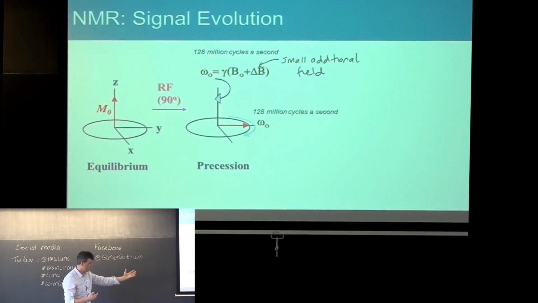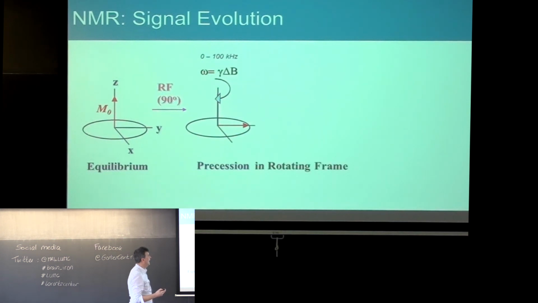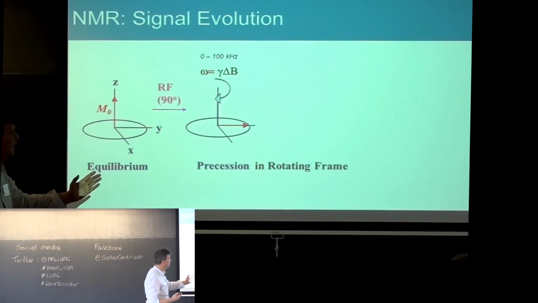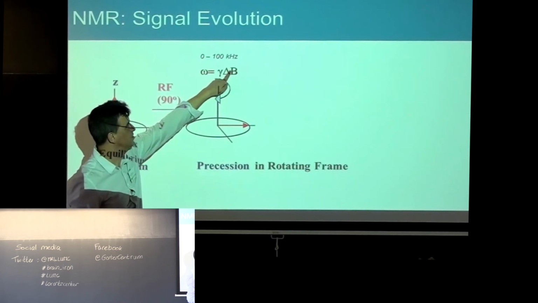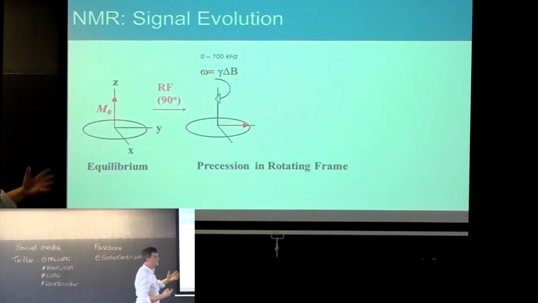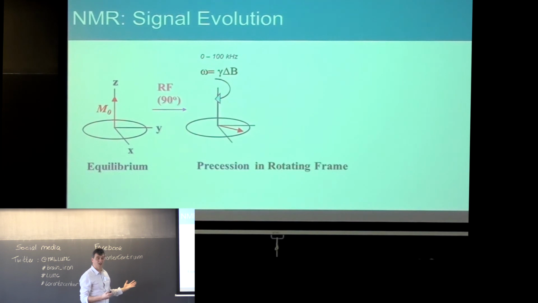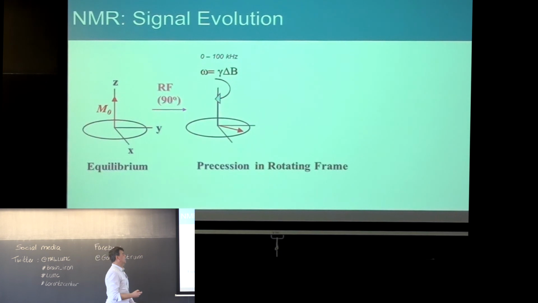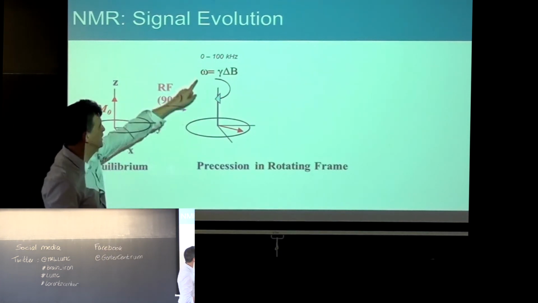So we said we go to a rotating frame by standing on the record player, going round at 128 million times a second, and then if our nuclear magnetisation is also going around at the same rate, it would stay stationary. But if there's a small additional field, then the magnetisation actually carries on precessing around in that frame. So it's going a little bit faster than the frame we've chosen to be in. And therefore there is a net movement of the magnetisation in that frame of reference, but it's much slower.